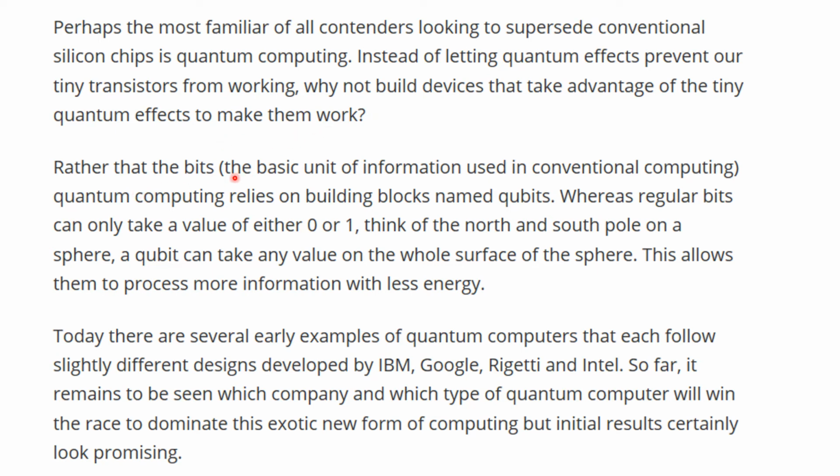So rather than using bits, and we'll talk a little bit about that, but that's the basic unit of information, and it either has a value of 0 or 1, you can think in a different way about a quantum state where you have a north and south pole. You think of those as being 0 and 1 on a sphere, but a qubit, standing for a quantum bit, can take any value on the whole surface of the sphere. This allows them to process more information with less energy.